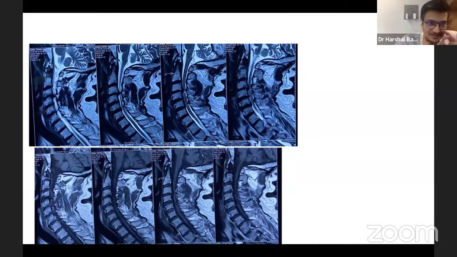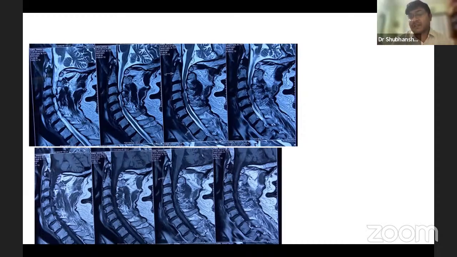Okay, would you like to stabilize? So he is 71 years of age. I would avoid stabilizing him. We'll do a posterior laminectomy only. So what is the indication to stabilize here? What would have been your indication to stabilize?